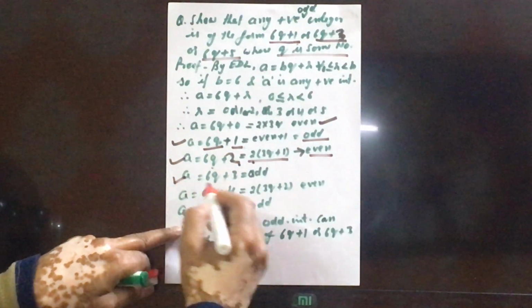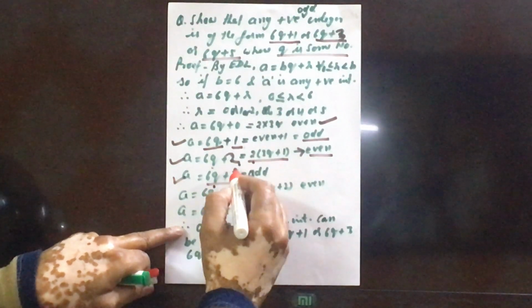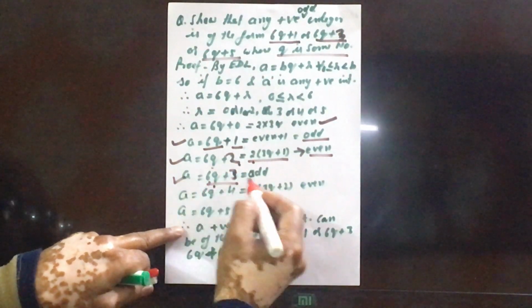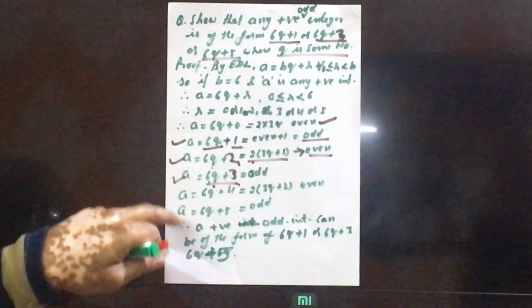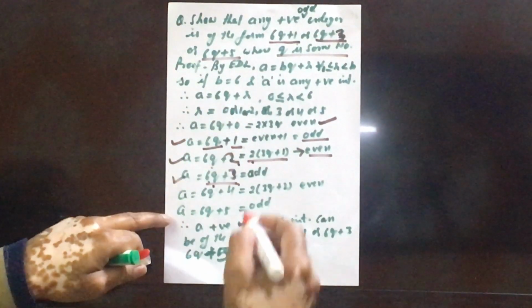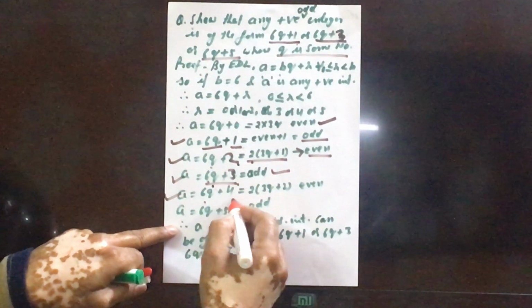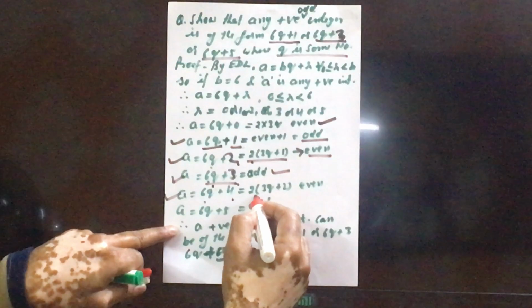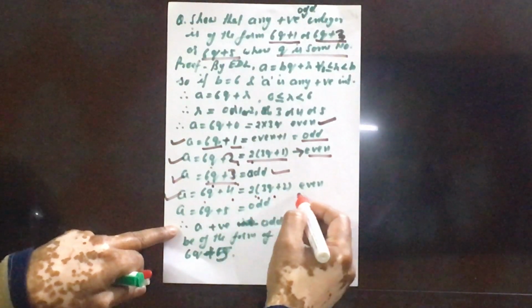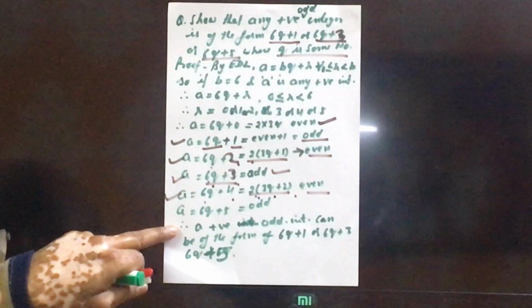Now you see the next case, 6q plus 3. Here 6q is an even number and 3 is an odd number. So even number plus odd number will become odd. So 6q plus 3 is an odd number. Now next is 6q plus 4. Here we can take 2 common, so 2 into the bracket 3q plus 2. It is a multiple of 2, so therefore it is also an even number.